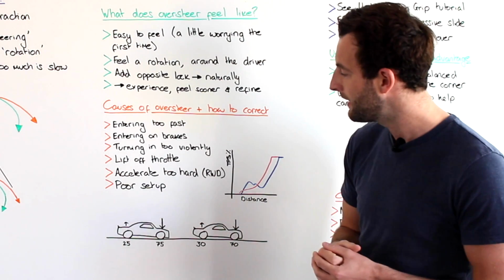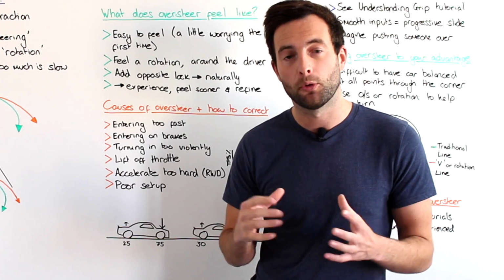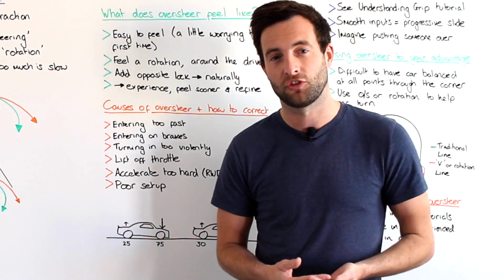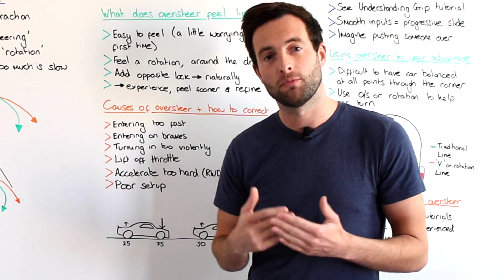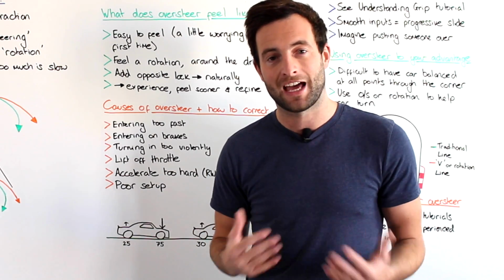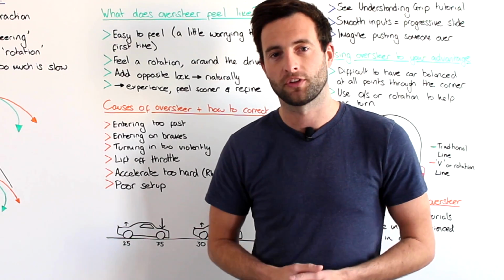Now the final issue that we could have is just simply having a poorly set up car. We're going to go into some setup details a little later in this tutorial, but if the rake of the car is too much, if the rear springs are too heavy, you may just have a naturally oversteering car, and it will be time to talk to your engineer to try and sort this out.